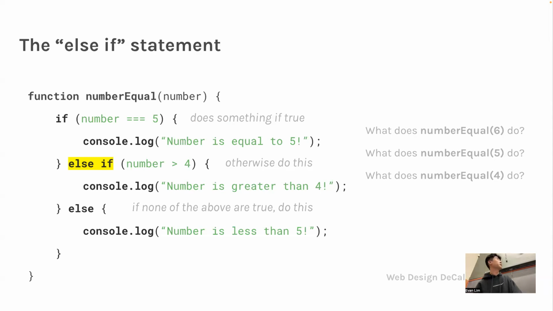It's a little different than what we saw before, because once it enters one of these statements, it ignores the rest that are connected to it. So at most, calling this function will only print out one line. So what line would that be if it were 6?